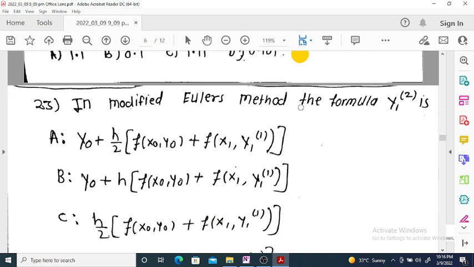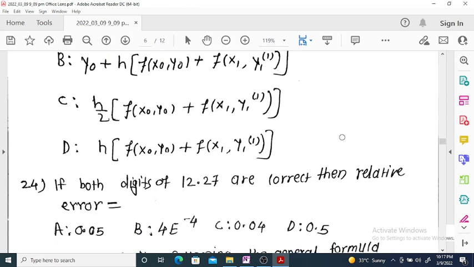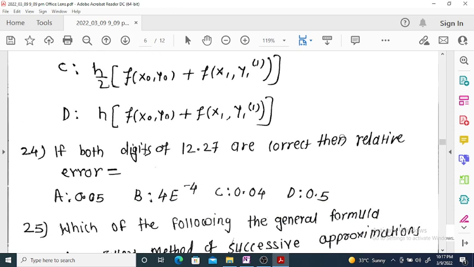In the modified Euler method, the formula for y12 is equal to y0 plus h by 2 times f of x0,y0 plus f of x1,y1. So this is the correct formula for y12 in the modified Euler method.